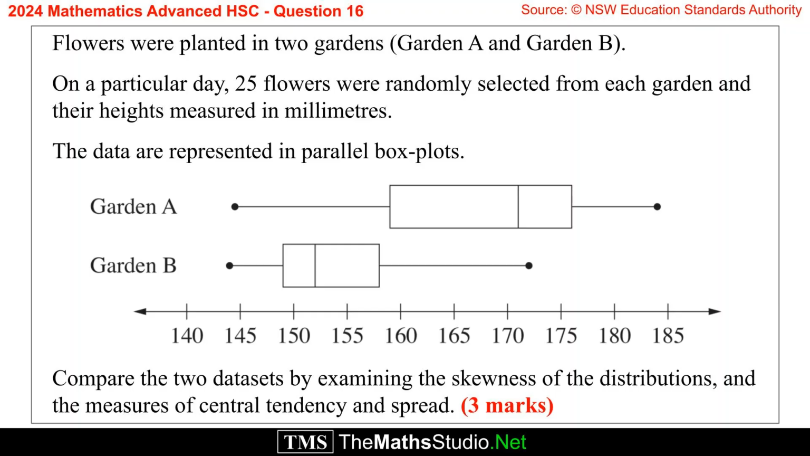Question 16. Flowers were planted in two gardens, Garden A and Garden B. On a particular day, 25 flowers were randomly selected from each garden and their heights measured in millimeters. The data are represented in parallel box plots. Compare the two data sets by examining the skewness of the distributions and the measures of central tendency and spread.